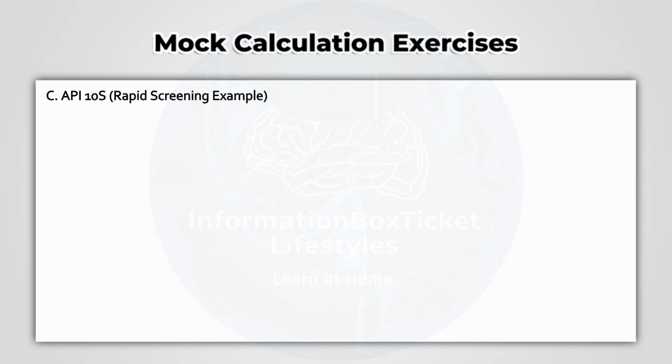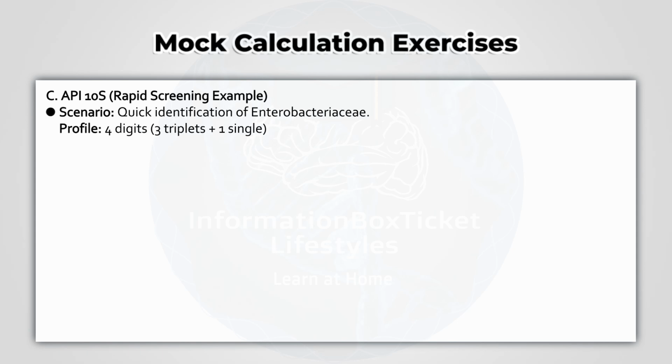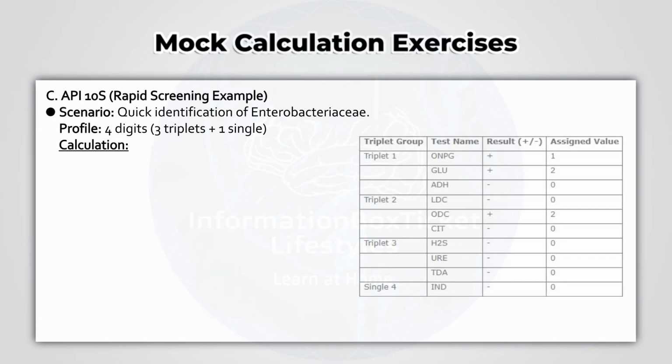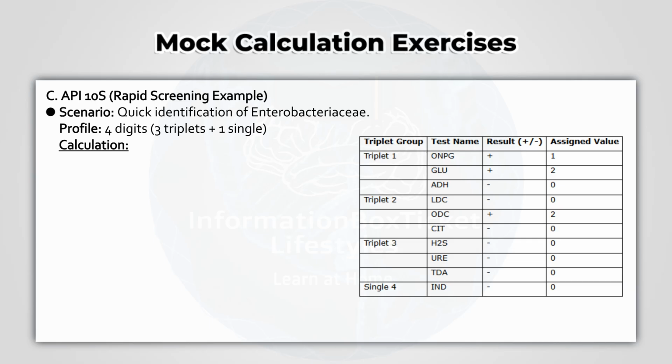C: API 10S, rapid screening example. Scenario: quick identification of Enterobacteriaceae. Profile: 4 digits, 3 triplets plus 1 single. Now let's calculate the numerical profile for the rapid identification using the API 10S system. Triplet 1, ONPG is positive, giving a value of 1. GLU is positive, giving 2. ADH is negative, giving 0. Adding these gives the first digit, 3.